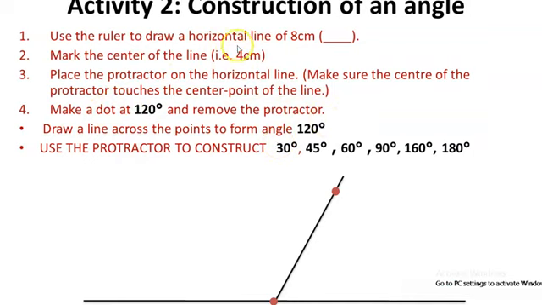So you now construct it. After that, you draw a line across the point to meet the marked point on the horizontal line.